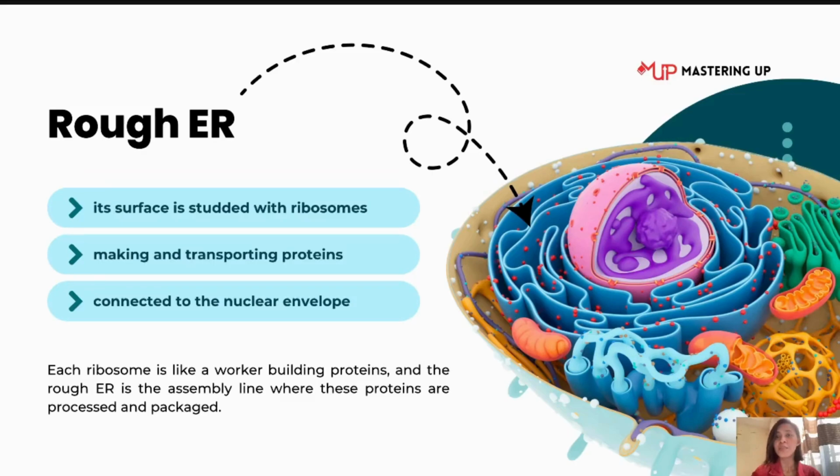Certain cells are packed with rough ER because they need a lot of protein. For example, pancreatic cells make insulin, which is a protein hormone, and they rely heavily on the rough ER. Similarly, muscle cells need lots of proteins for growth and repair, so they also have a lot of rough ER.